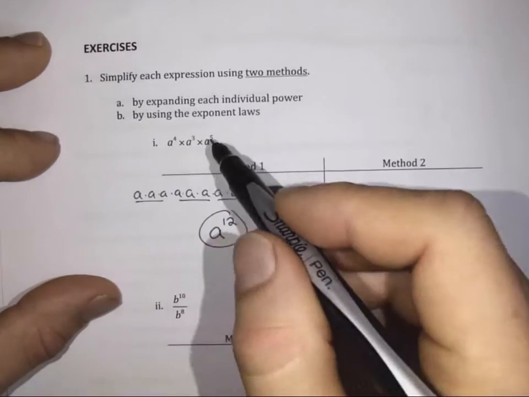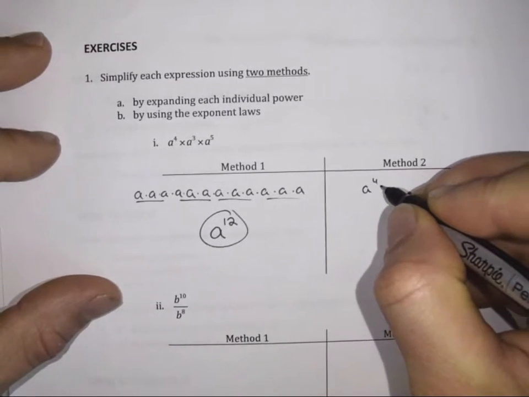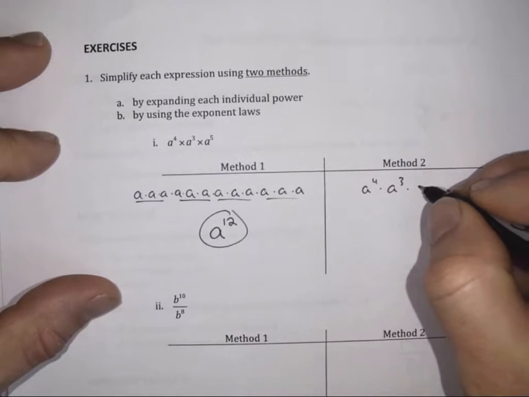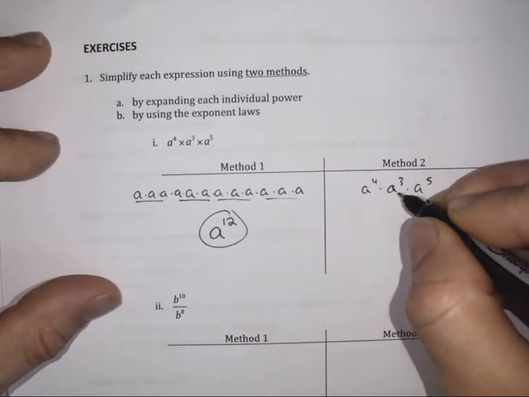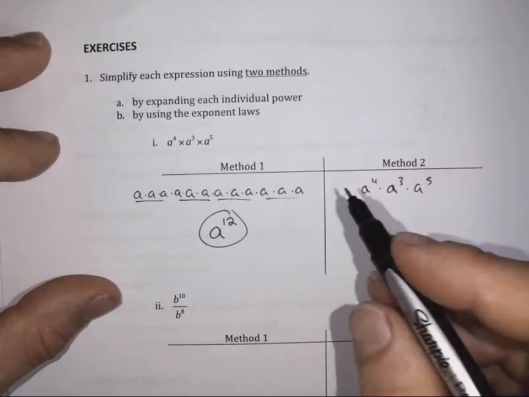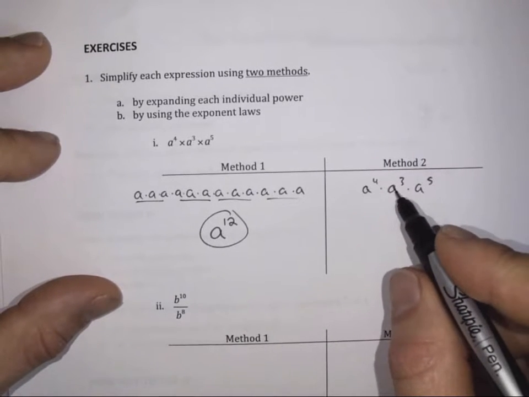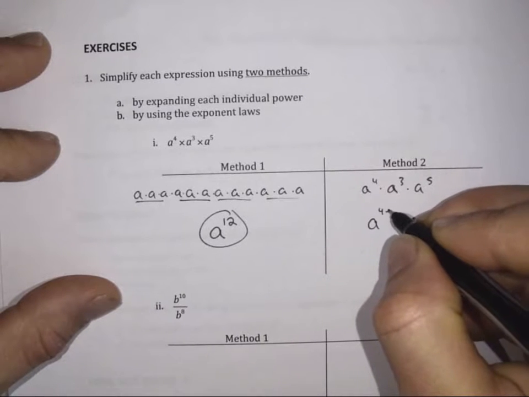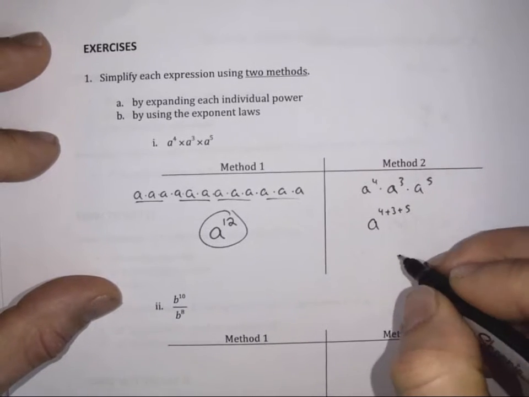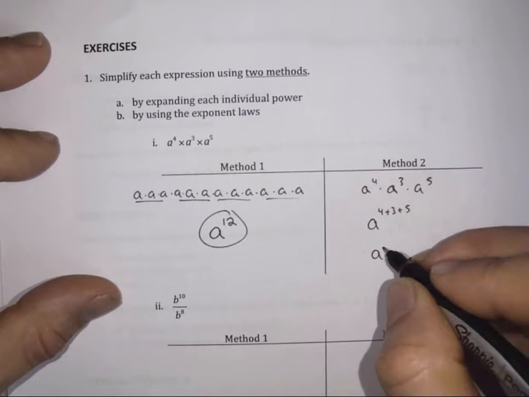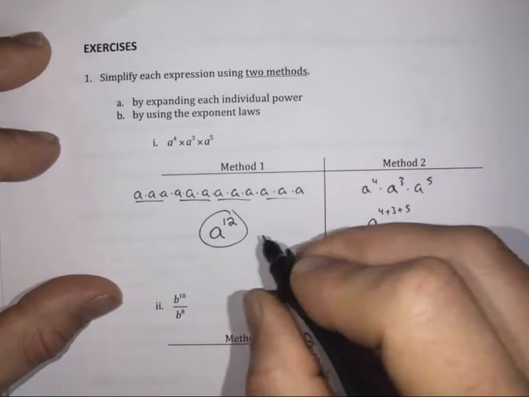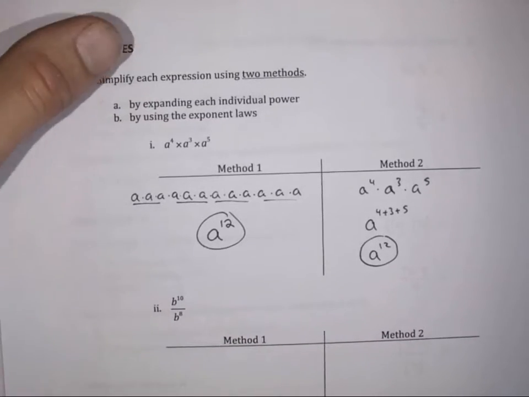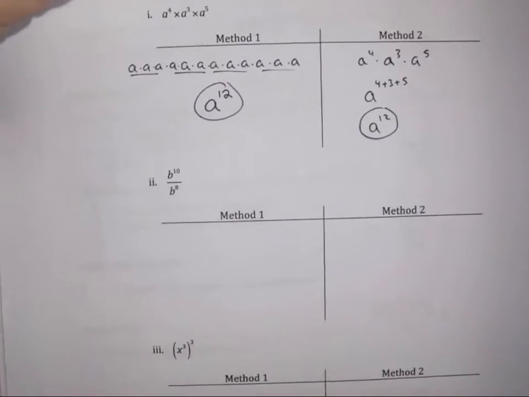I can also have simply used exponent laws to do this. A to the power 4 times a cubed times a to the power 5. And the property we can use is the rule that when you multiply powers, you add their exponents. So this is really a to the power 4 plus 3 plus 5, which simplifies to a to the power of 12. Same answer, two different ways. One you'll probably think is a little bit less tedious than the other. All right, let's move on to 2.